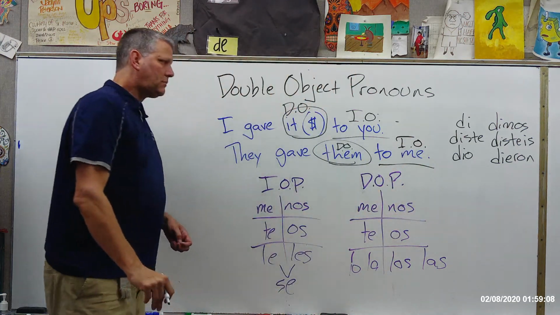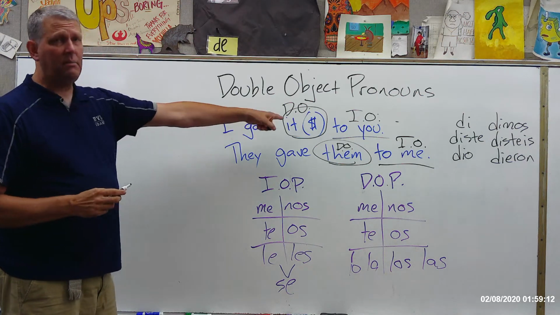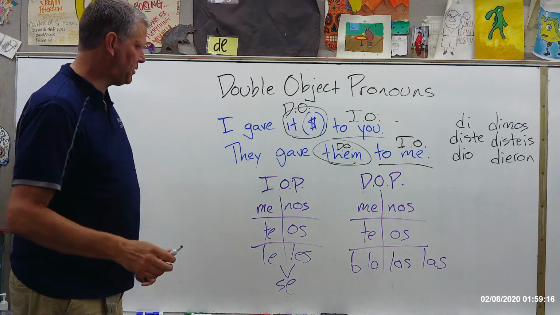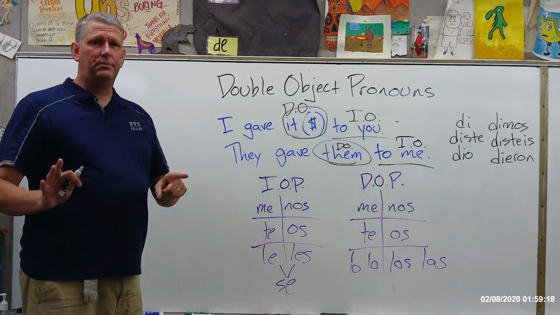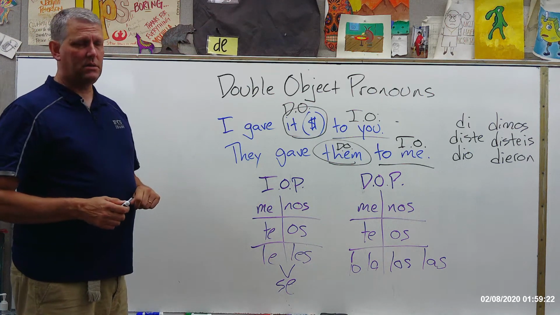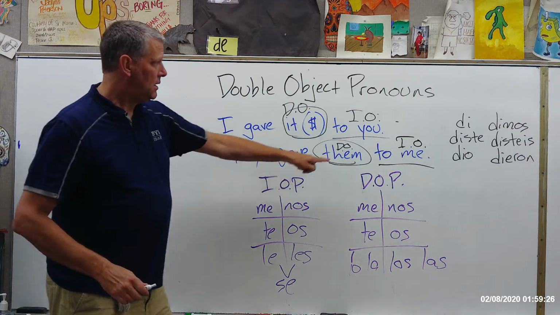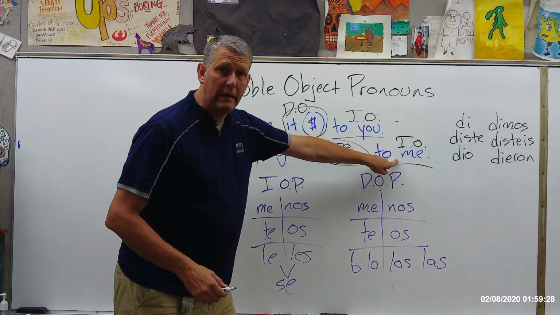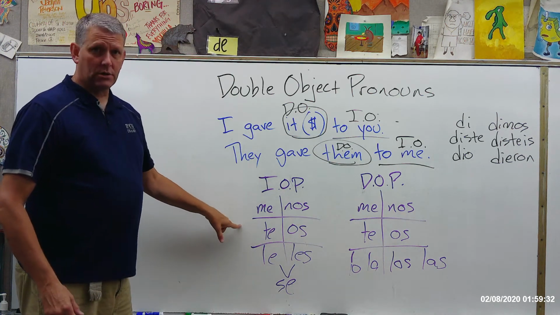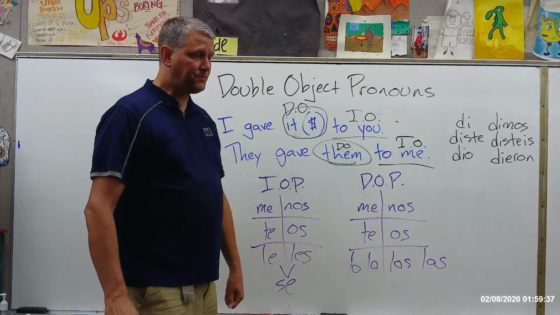Okay. Now, in a sentence like this, in English, we generally like to put the direct object first, but you don't have to. In Spanish, though, this is the rule. Whenever you have double object pronouns in your sentence, your indirect object pronoun is going to go first. So this one, to you, to me, to us, to them, whatever. This guy's going to go first, and then the direct object comes right after it.